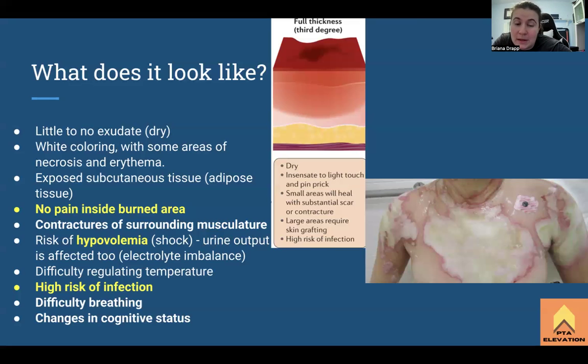But we have physical therapists that work there because they help prevent contracture. So contractures tend to happen of this surrounding musculature. That's a big thing. That's why we're splinting with burns. I'm sure you've heard of that. We'll talk about that in a moment.